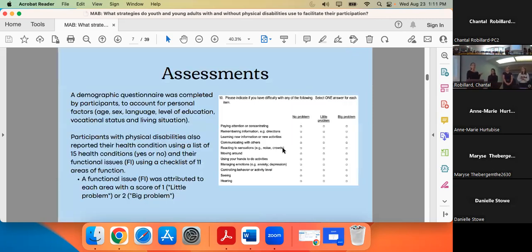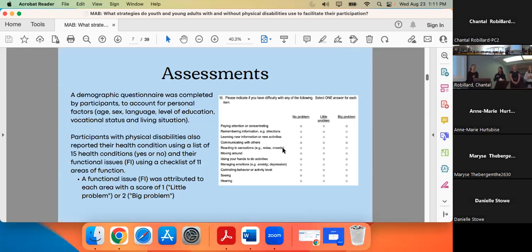As Ornella already mentioned, we also provided a demographic questionnaire that the participants completed. In this demographic questionnaire, we accounted for parameters such as age, sex, language, level of education, vocational status, and living situation. As Ornella also mentioned, participants with physical disabilities also reported their health condition using a list of 15 health conditions, where they had to check yes or no if they had the health condition, and their functional issues using the checklist of 11 areas of function.